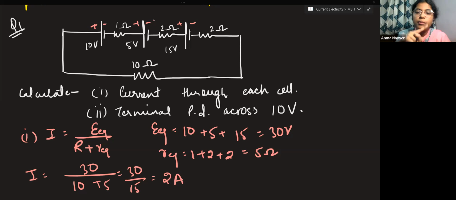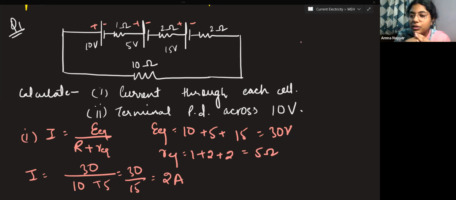This is how to use it if multiple cells are given. This is clear. We will be seeing a special case which is known as the identical case, meaning all the cells are identical. That's a huge topic that can't be covered like this. This was a very small topic in between, so we'll have a separate class for that. Today we are just focusing on circuits. Identical cells mean all are 10 volt and all the internal resistances are 2 ohm. Right now these are non-identical cells, so we have to calculate properly.